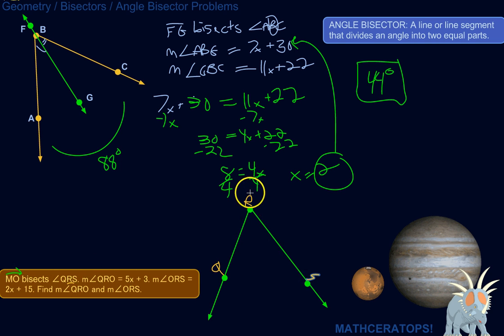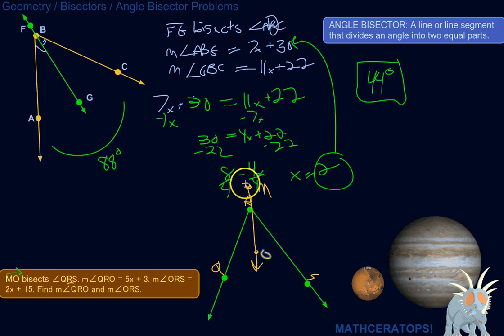MO bisects that. Now I'm just kind of being sloppy. Let's call that M, and make another point O. This is bisecting it. So QRO is equal to 5x plus 3. ORS is equal to 2x plus 15. Find the angle measurement of each.